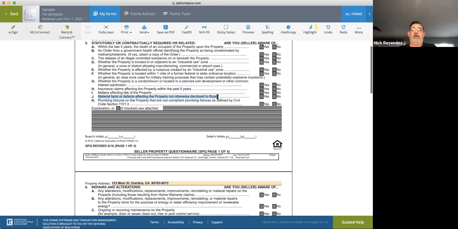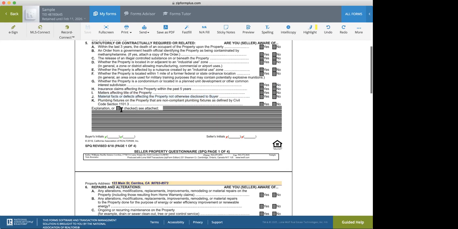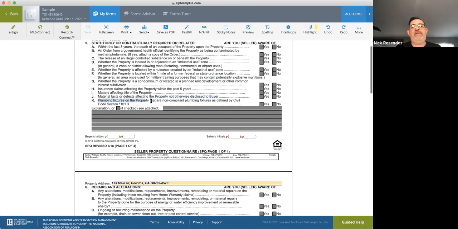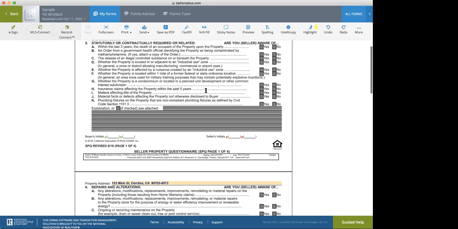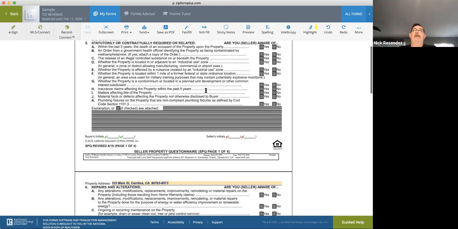If there's anything else you can think of, right? And then lastly, K, plumbing fixtures on the property that are non-compliant as defined by civil code. We'll see more about non-compliant plumbing fixtures, but these are going to be faucets, toilets, shower heads that have a rate of water flow that exceeds the civil code, right? In California, we're all about water conservation, so we actually have low flow toilets and shower heads and so on and so forth. Okay. All right.